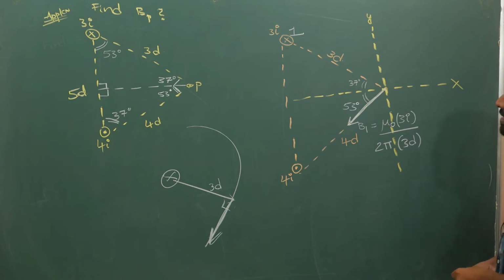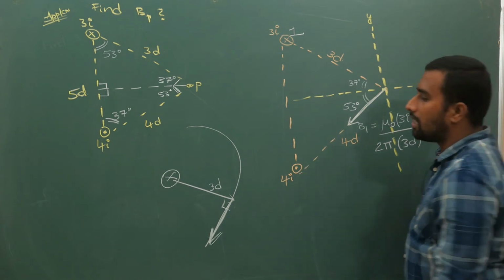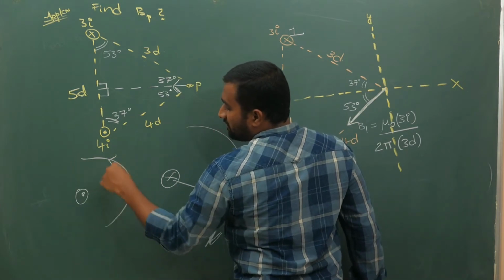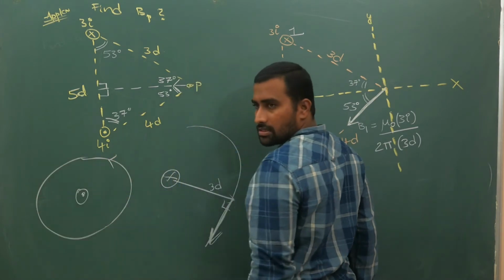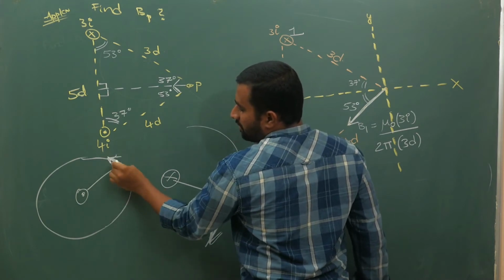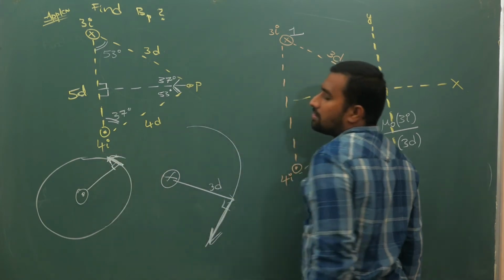Next, because of this wire, which is out of the plane, the magnetic field lines will be in circles like this. So at this point somewhere here, if you draw a tangent, it will form 90 degrees and it will be like this.